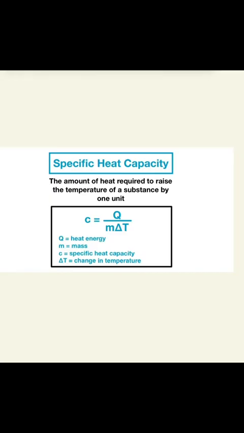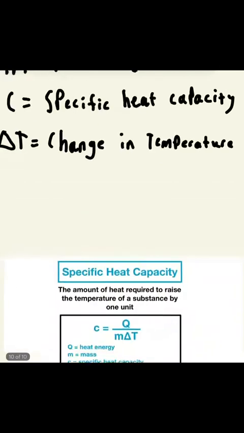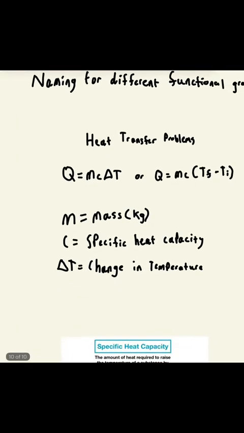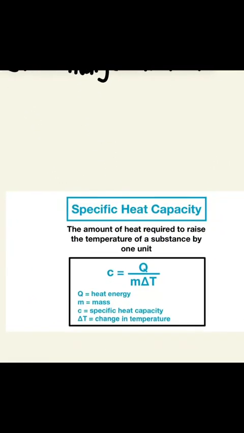Okay. Different materials have different specific heat capacities, which means they require different amounts of energy to change temperature. For example, water has a high specific heat capacity, so it takes a lot of energy to heat it up, while other substances heat up more quickly. Okay, so we can actually rearrange the equation up here to make specific heat capacity the subject, and then we see that specific heat capacity is equal to Q over m delta T. Okay, so that's specific heat capacity.